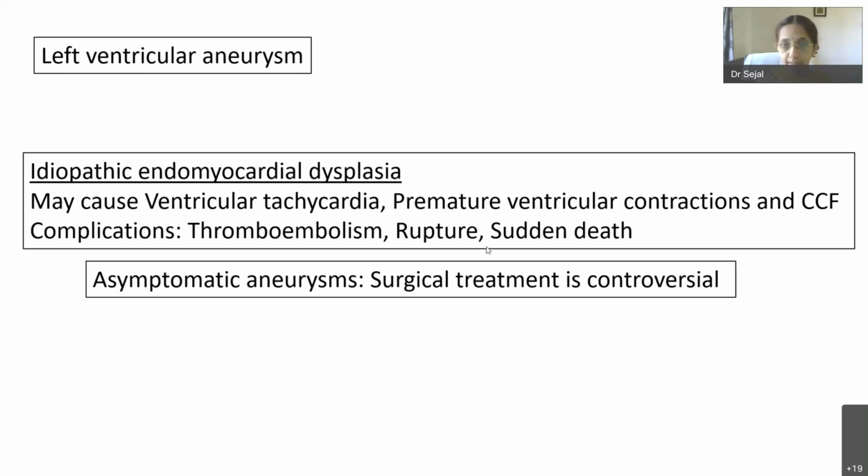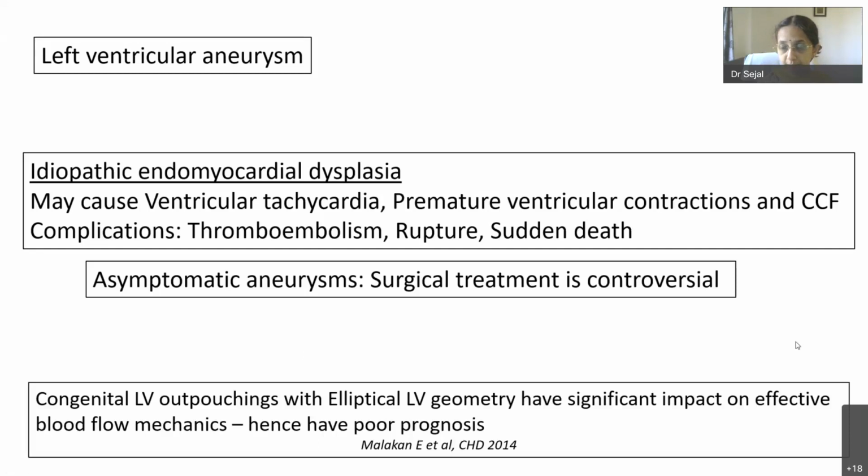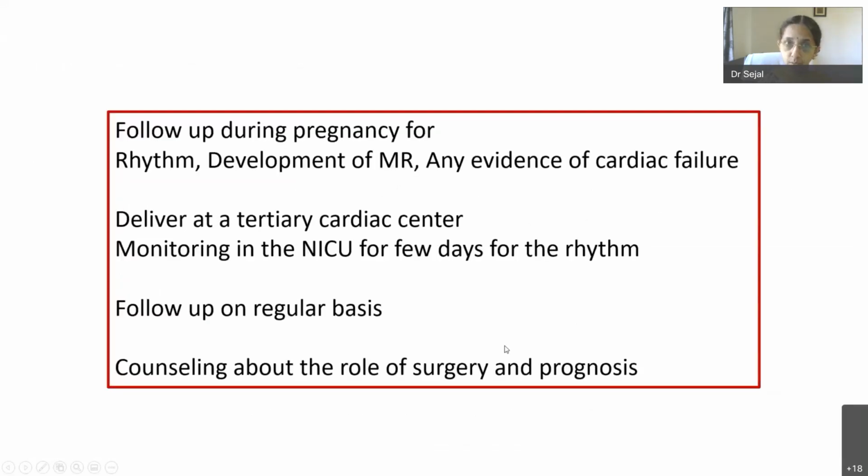So this counseling is important. Do I really monitor them during pregnancy? Yes. These outpouchings can grow over time, and it is said that if it's an elliptical LV geometry, then it has a negative impact and poor prognosis.